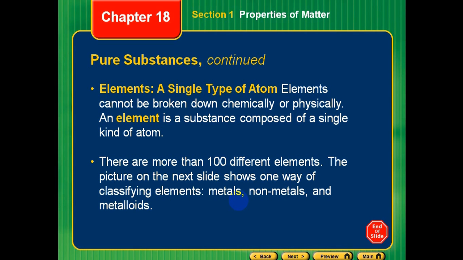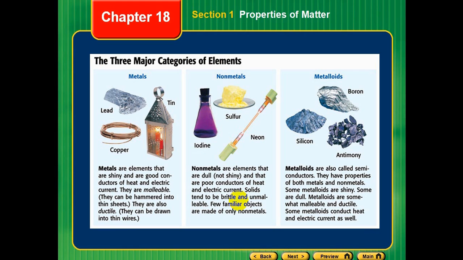The picture on the next slide shows one way of classifying elements. We classify elements into three groups: metals, non-metals, and metalloids. So let's see now together. Here are the three major categories of elements. We have, as we said, metals. Metals like gold, copper, silver, aluminum, lead, zinc, titanium. All of them are examples for metals.